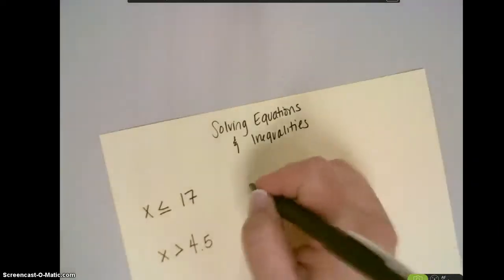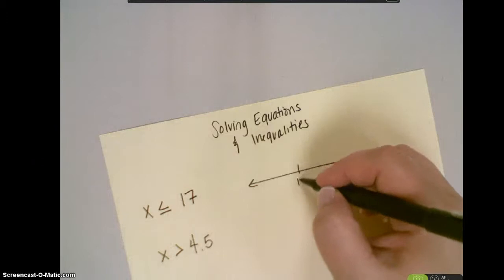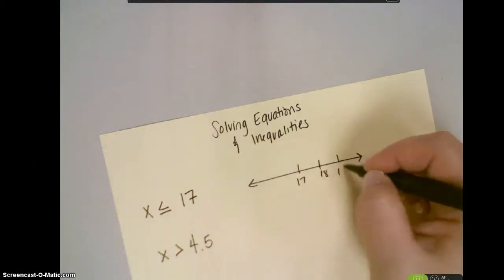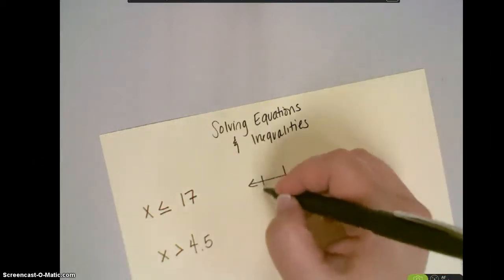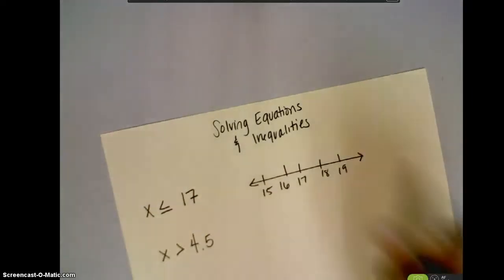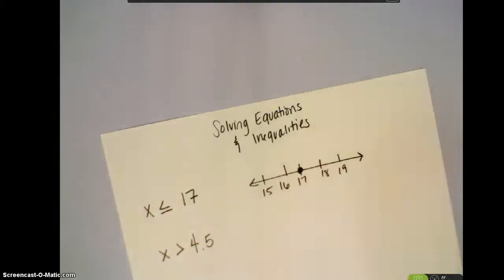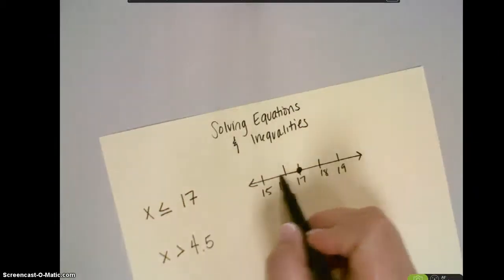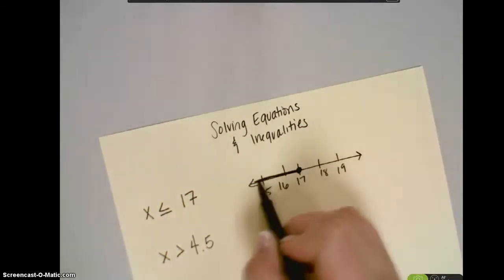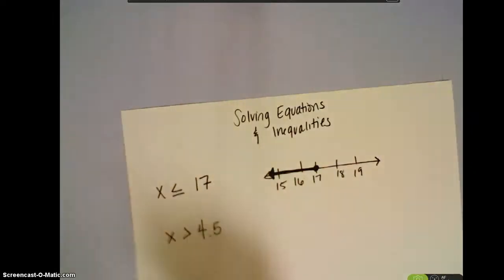Okay, so I'm going to start by drawing my number line, and I'm going to put 17 kind of here, 18. I don't need to have all the numbers, just what's directly around it. Because this says x is less than or equal to 17, my circle is going to be closed around 17. So 17 is as high as it can go, and my arrow is going to go to the left, because whatever x is, it has to be less than or equal to 17.